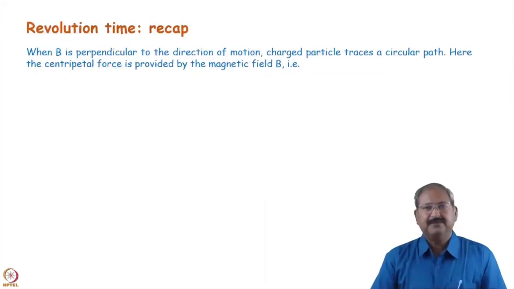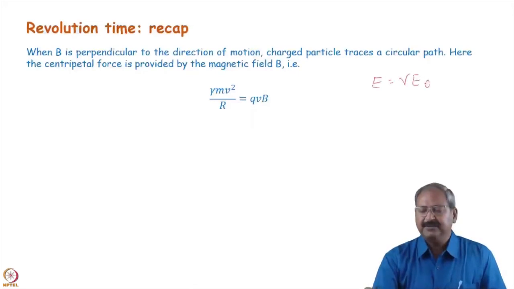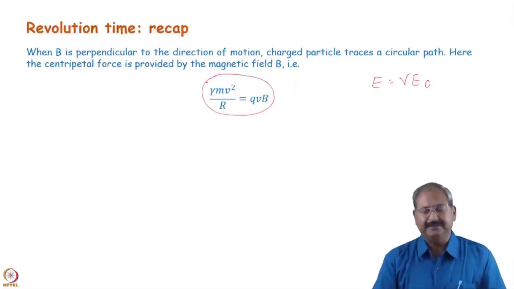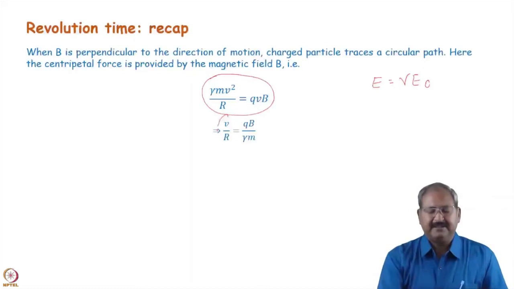However, for the first orbit, what will we do? For the first orbit, we will make synchronization separately. We will see it. First of all, because we are talking about delta E, how much energy changes, in terms of gamma, means delta gamma, it is because E is actually gamma E zero. So when we talk about delta gamma, we are talking about delta E. So we obtain our formulation from gamma m v square by R is equal to q v B, in terms of energy. So v by R will be qB by gamma m.